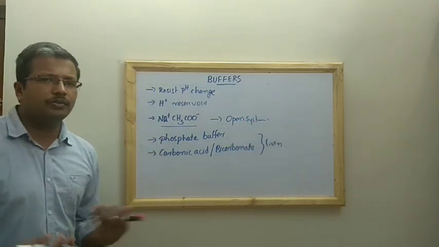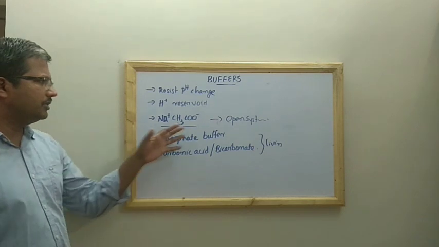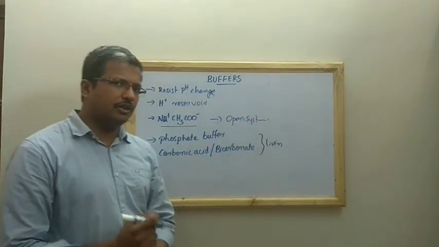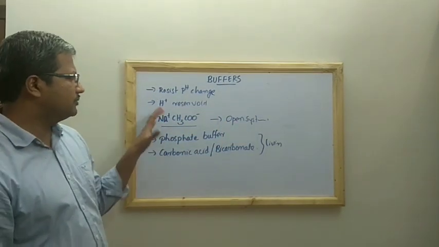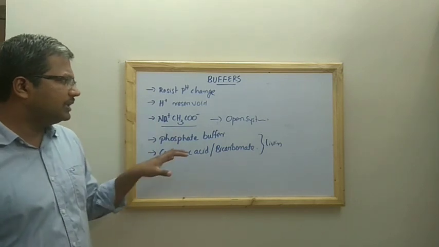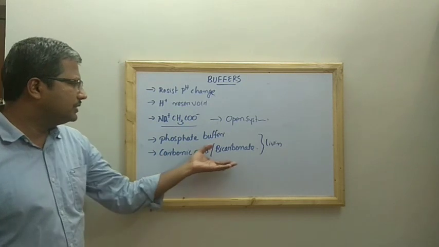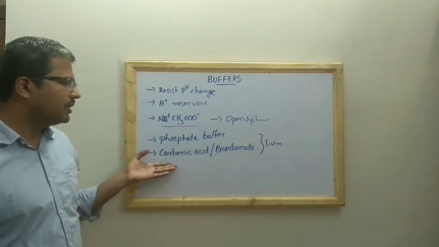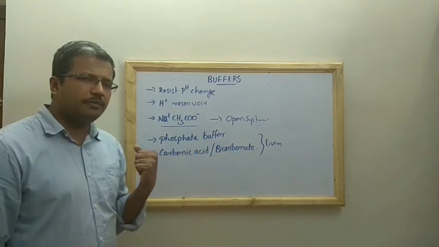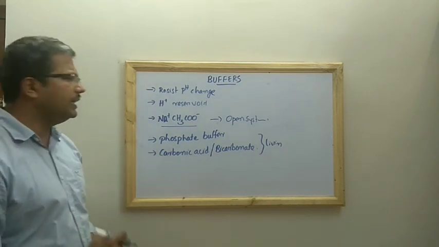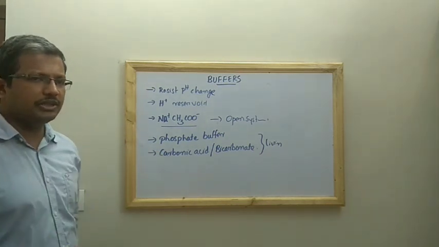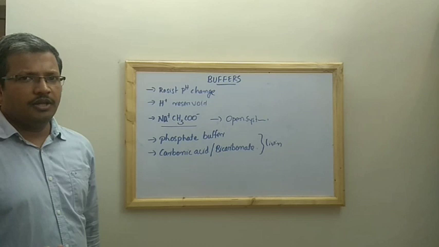Okay, so that means outside the body of an organism. It doesn't mean open and closed system in the thermodynamic concept. I'm just saying that an open system means outside the body, and in the living system, the phosphate buffer and the carbonic acid bicarbonate buffer will be playing a role in resisting the pH change.